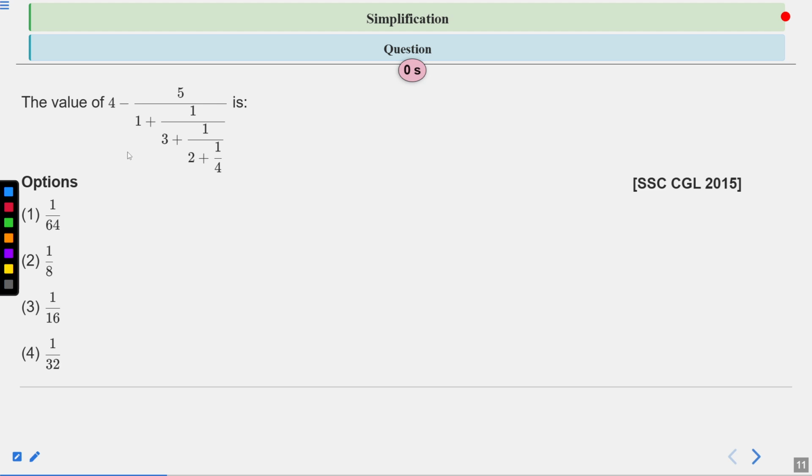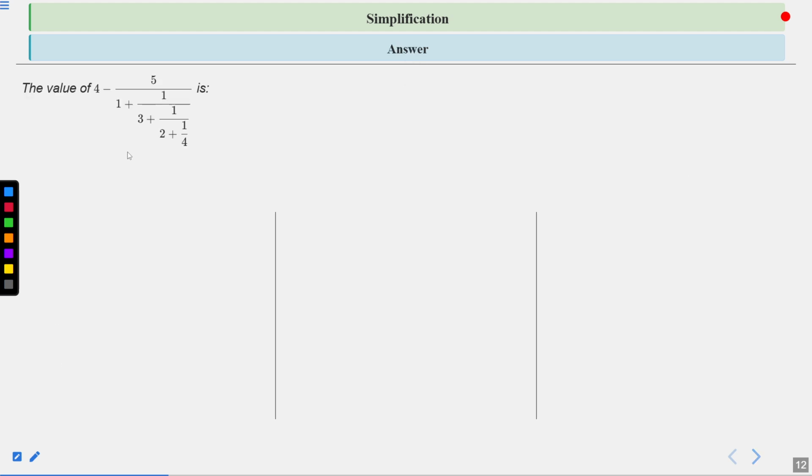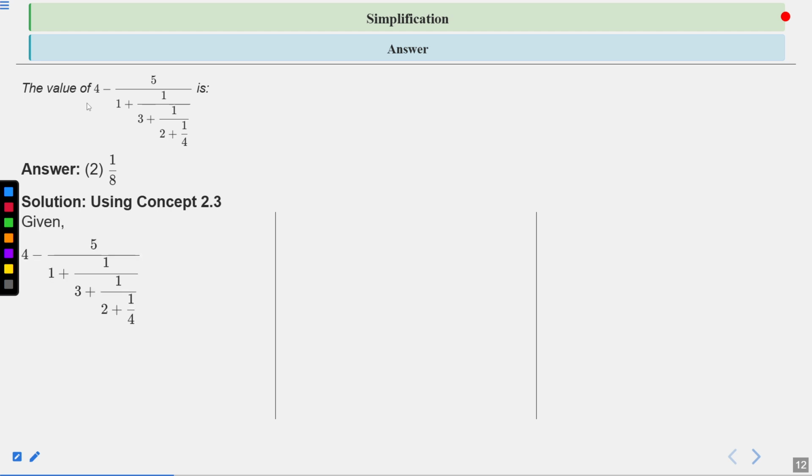Now time's up. Let's see the solution of this question. This question is basically a simplification question in which we simply simplify and get our answer. The correct answer of this question is the second one, which is 1 by 8. Now see the detailed solution using concept 2.3 in this question. Given that (4 minus 5) upon 1 plus 1 upon 3 plus 1 upon 2 plus 1 upon 4.